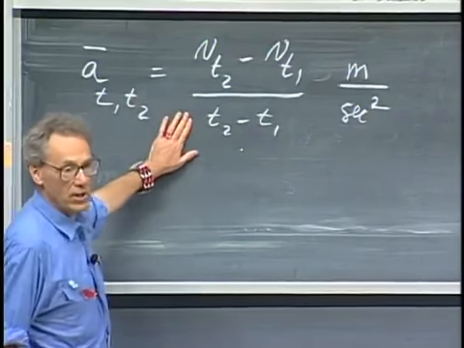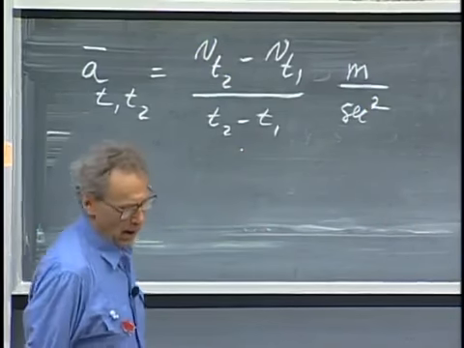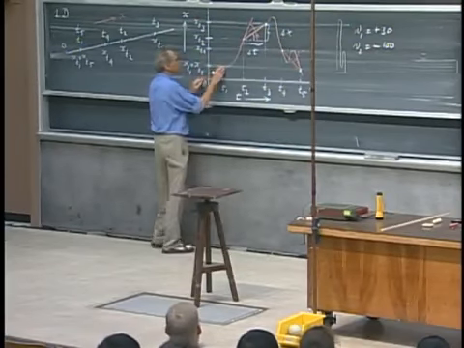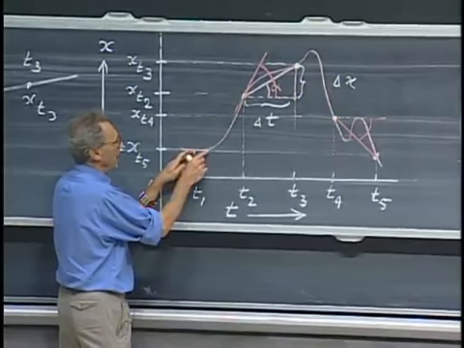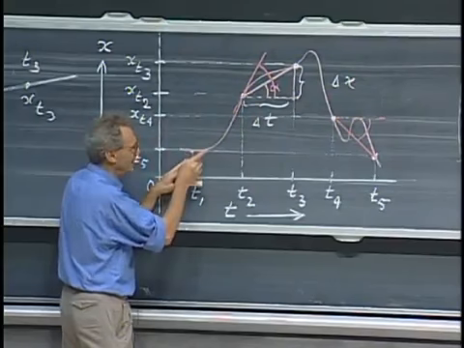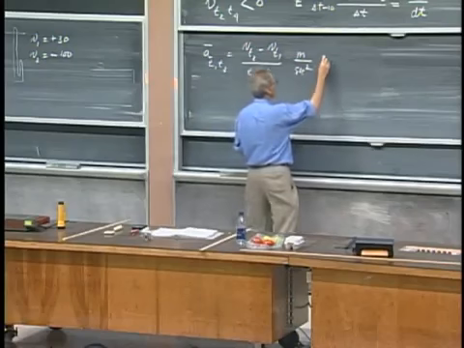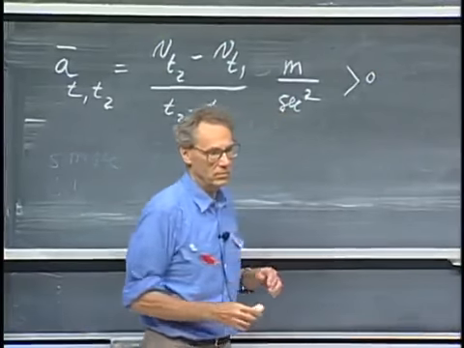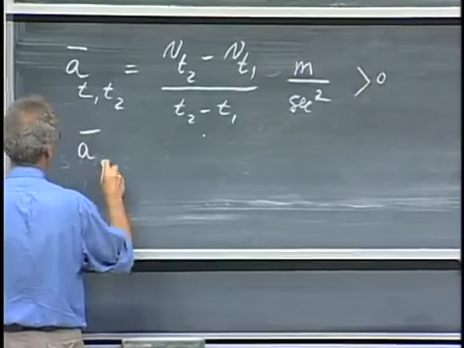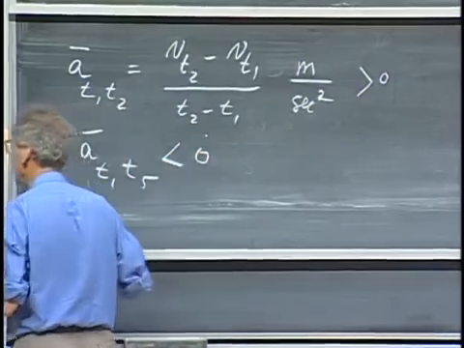This number can be larger than 0, it can be equal to 0, and it can be smaller than 0. In our case, from t1 to t2, notice the velocity is 0 at the start, and it begins to increase because this angle alpha increases. It's the angle that matters. The angle increases, so from t1 to t2, the average acceleration is larger than 0. Look at the angle. However, if you take the average acceleration between t1 and t5, that is smaller than 0.